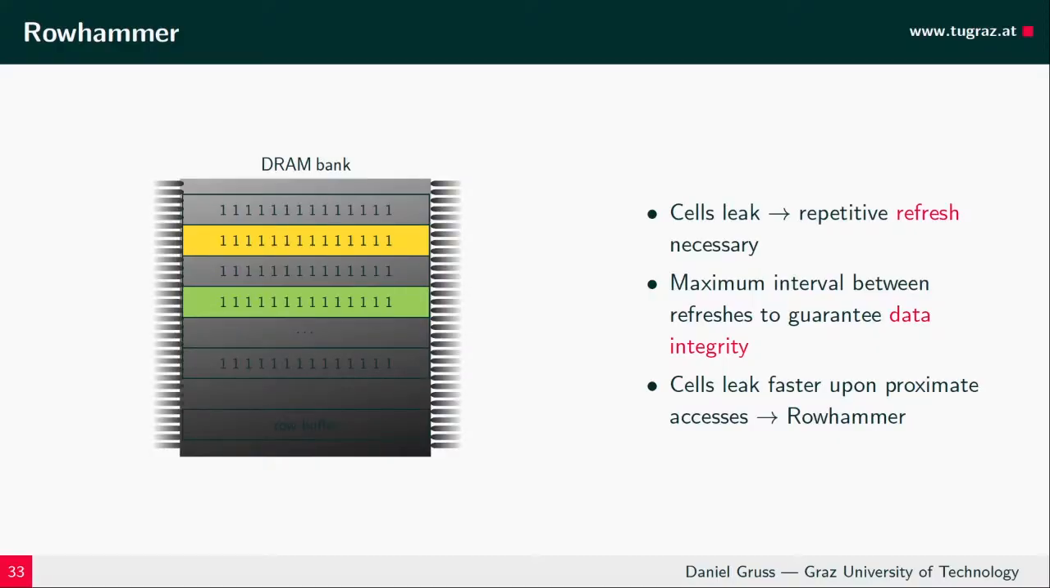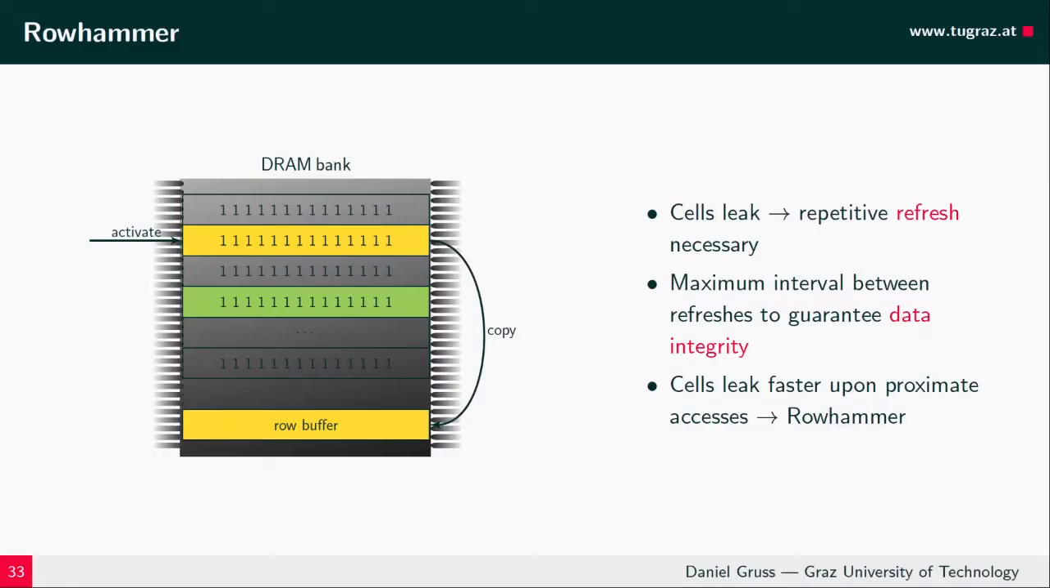The Rowhammer effect is not that new, so the DRAM manufacturers knew about it since at least the mid-90s. And we have two things that we need to consider here. First, the cells leak just by themselves. Because they are capacitors, they leak over time. So you need to refresh them so that you still have enough charge in there. And refreshing just means reading them into the row buffer and writing them back into the actual capacitors. There is a maximum interval between refreshes to guarantee data integrity, and the vendors have to comply with that. So the module has to work reliably when they go for the maximum interval, when the memory controller does that.